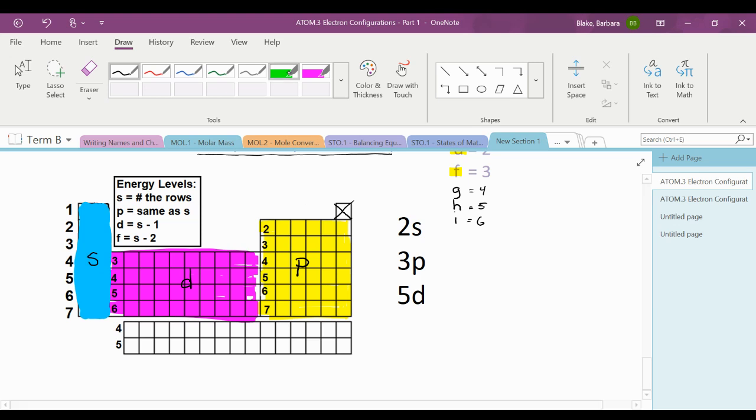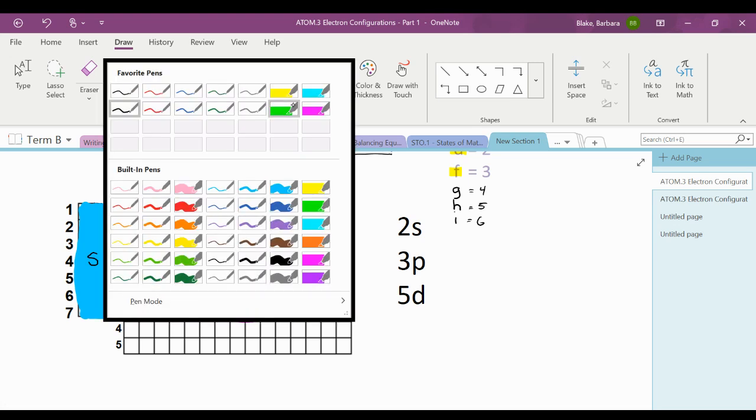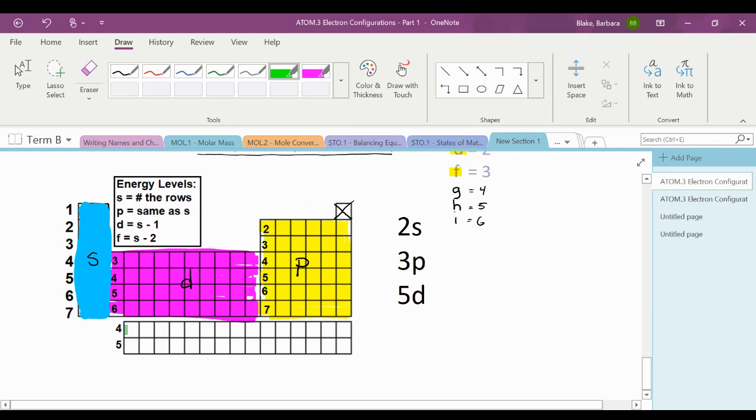And then the last remaining section that sneaks down below is going to be these two rows. And we'll talk more about those in the next video. And these two rows are going to represent my f orbitals.